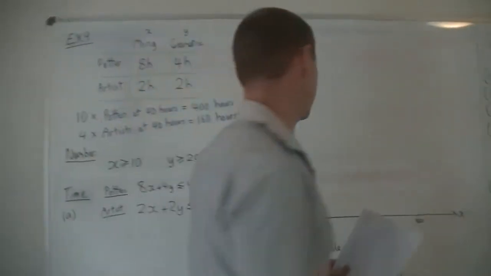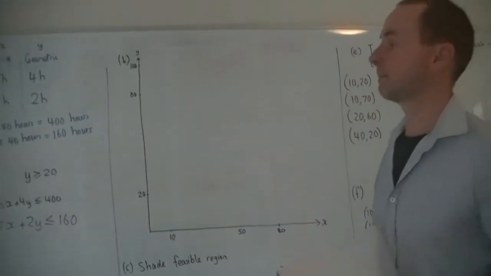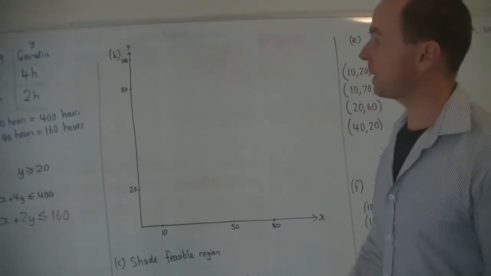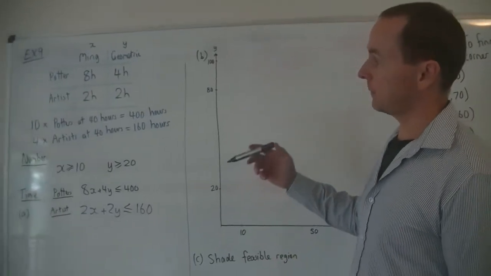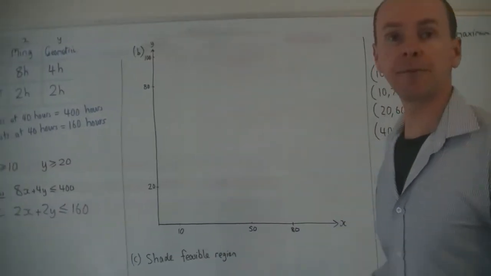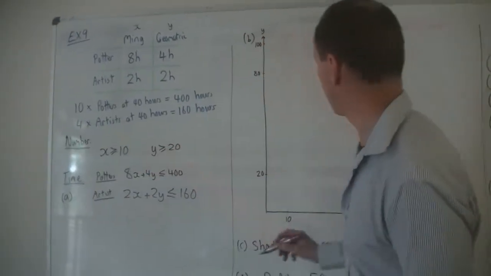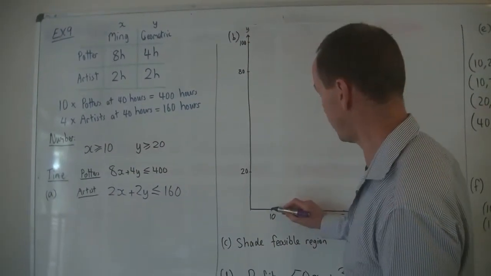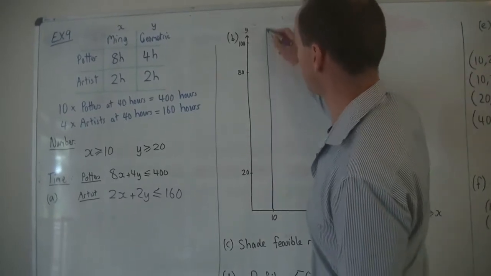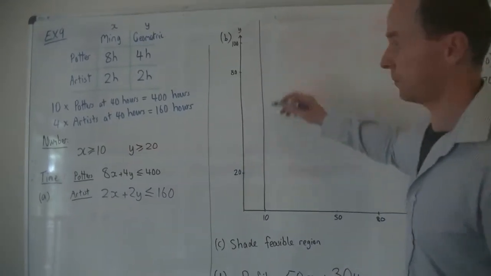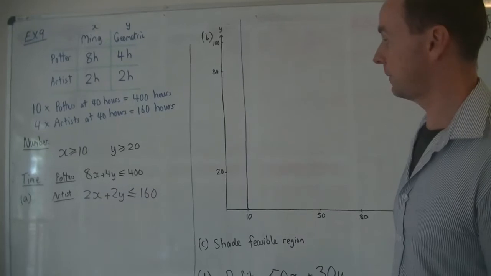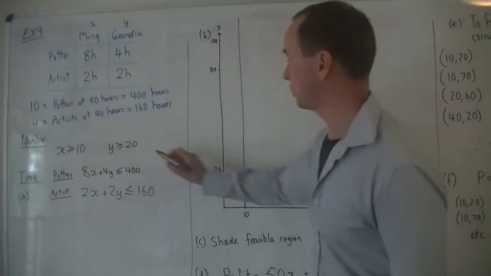Alright, now we get into the trickier stuff, the meaty part of the question. Part B says, draw these equations on a graph and find the feasible region. The first one, x equals 10. We find x, and there's 10, and it's a vertical line that goes up there. I should be labelling all these, but I'm not going to, just for the sake of time. Y is equal to 20.